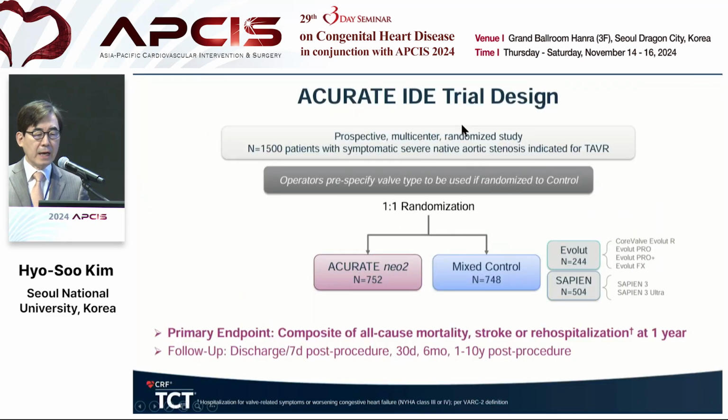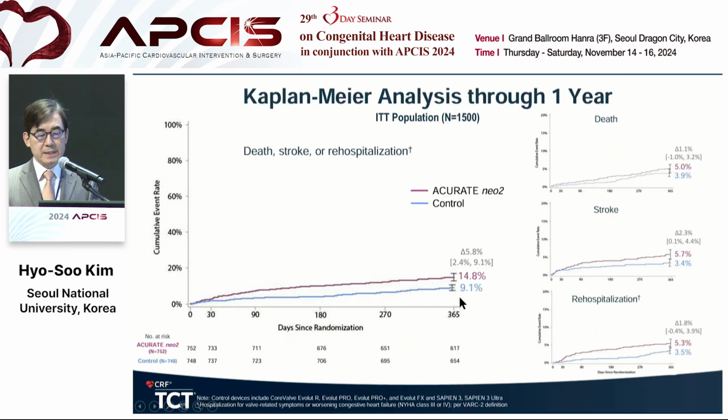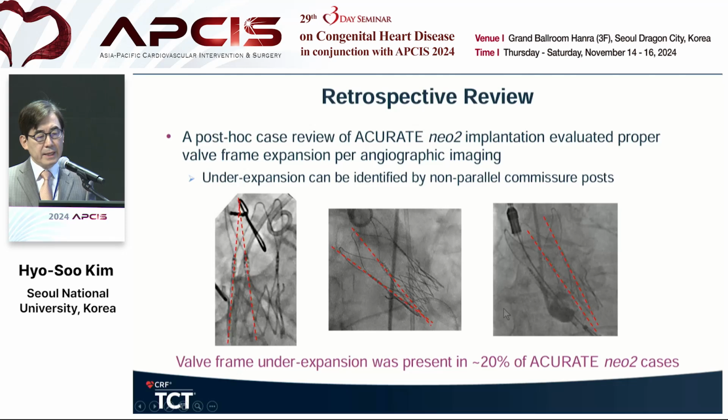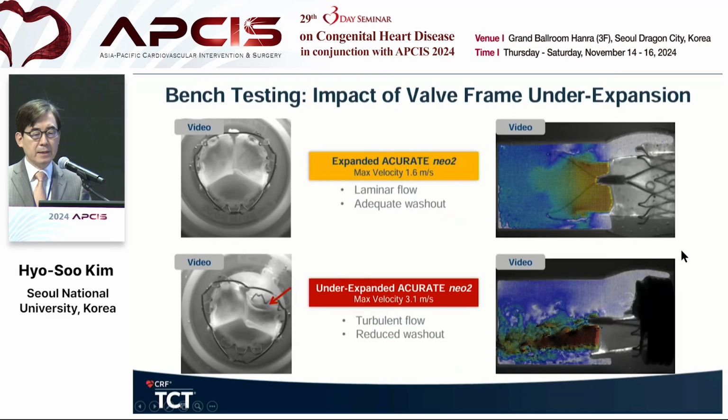Last month, the Accurate IDE trial results were reported. AcurateNeo versus mixed control, Evolut or Sapien control TAVI. But 1-year results were inferior in AcurateNeo compared with control TAVI. Thus, they analyzed profiles, and they found about 20% of the cases resulted in underexpansion. That resulted in the poor results of the Accurate arm. After bench test, fully expanded AcurateNeo: good flow, no thrombosis. But underexpanded AcurateNeo: turbulent flow, and easy thrombosis and stroke.